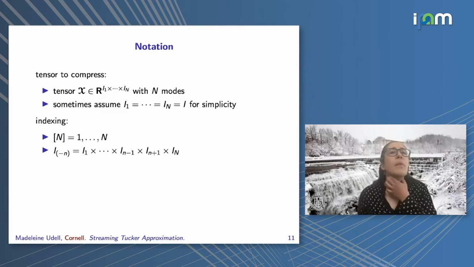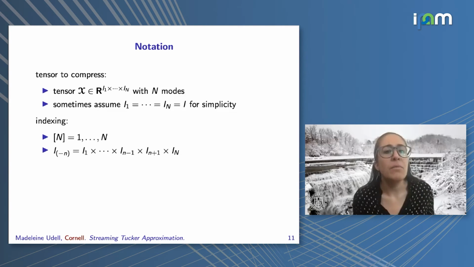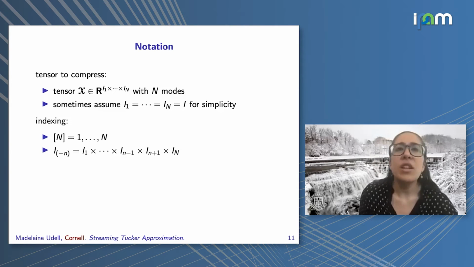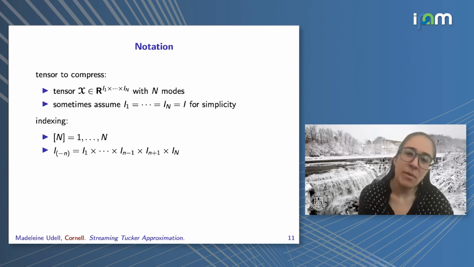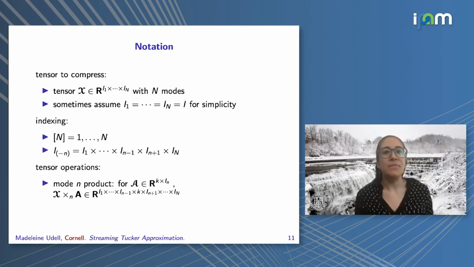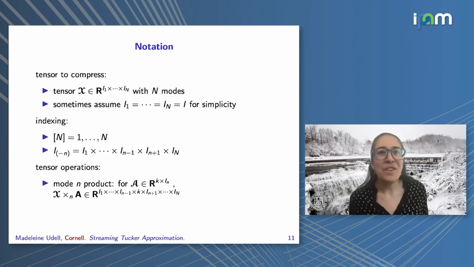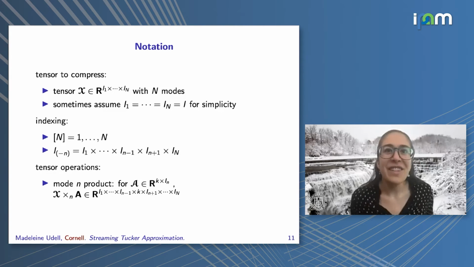Okay. I'm going to use bracket n for indexing. So bracket n is going to represent the integers 1 up through n. And this notation is pretty important: I sub minus n is the product of the dimensions of all of the modes except for the nth one. Okay, so that's actually going to be the dimension of one side of the nth unfolding. Okay, the tensor operations that I'm going to need to use are the mode n product. Okay, so that's contracting my tensor with a matrix along the nth mode.